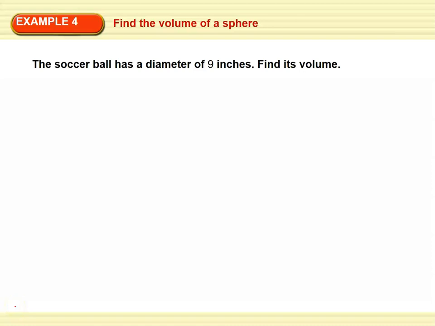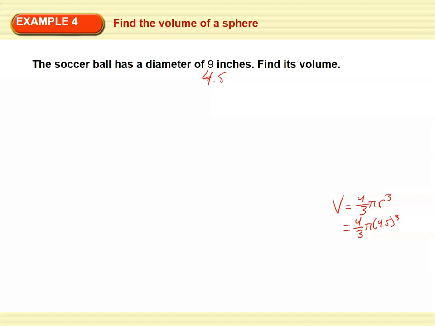All right, so now we're going to look at volume. Okay, so a soccer ball has a diameter of 9 inches. Find its volume. And so volume is 4/3 pi r cubed. And so we need to find the radius first. If the diameter is 9, the radius would be 4.5. So you have to take 4/3 pi times 4.5 cubed.